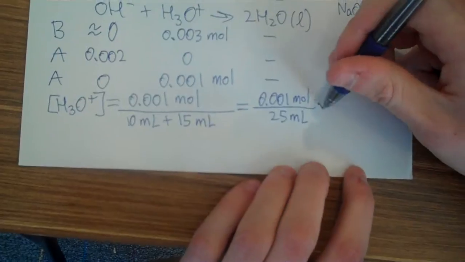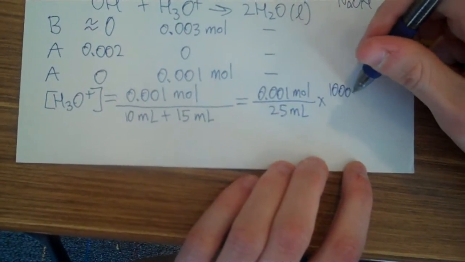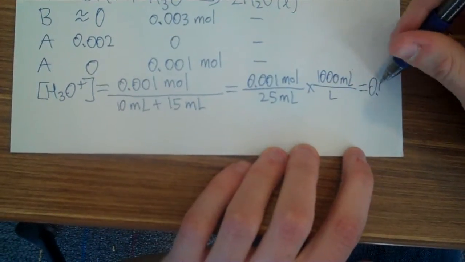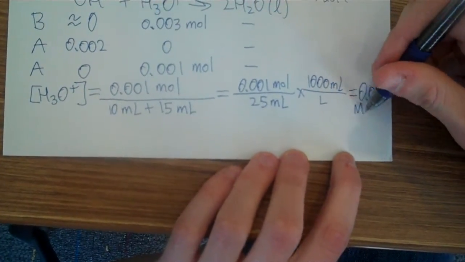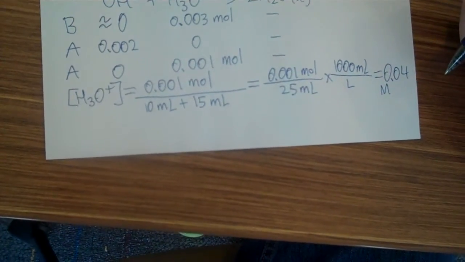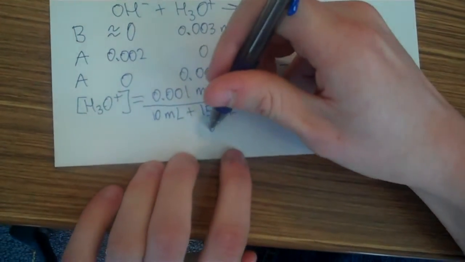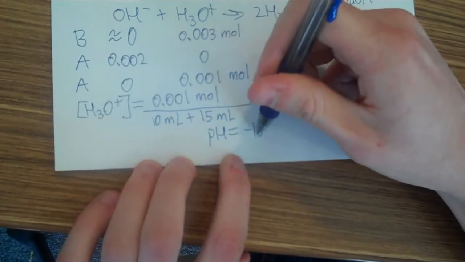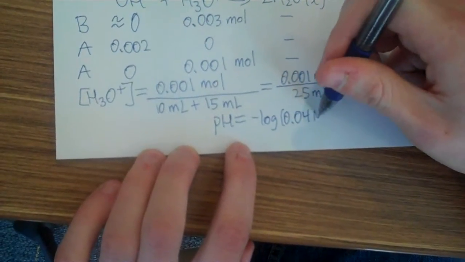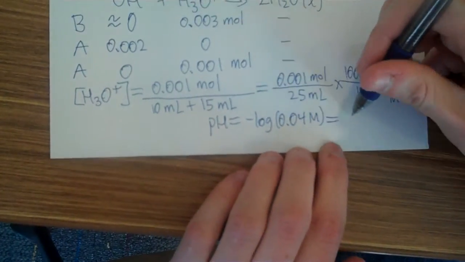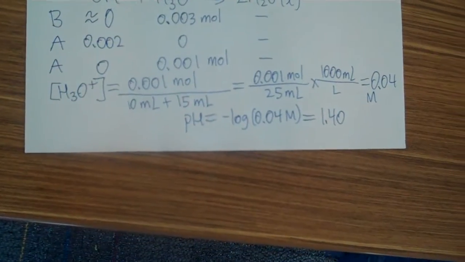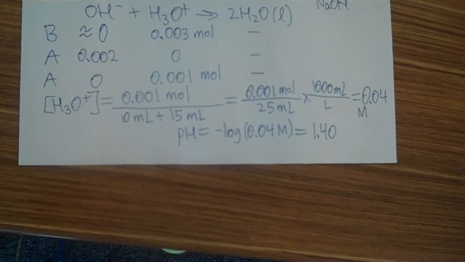We can convert this to liters and get a molarity of about 0.04 molar. We can plug this value into the equation for pH, equals the negative log 0.04, which will give us a pH of about 1.40, which is still very acidic and thus below the equivalence point, which is what we expected.